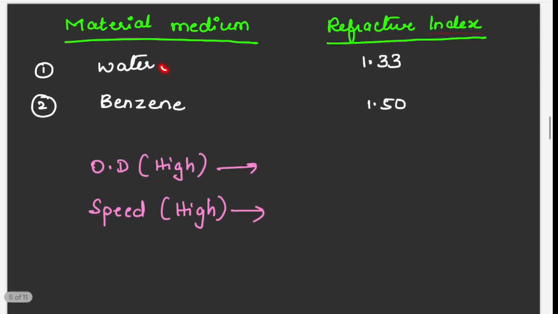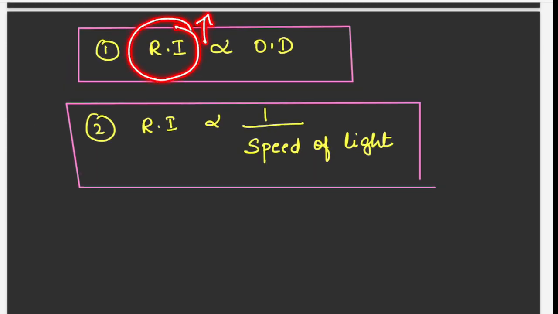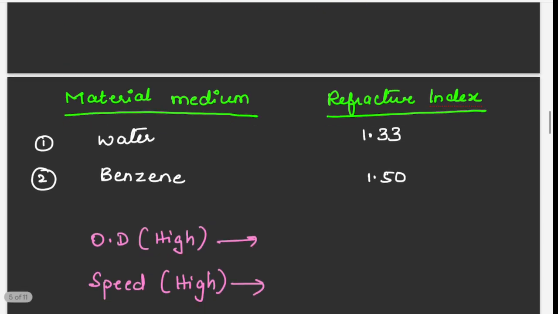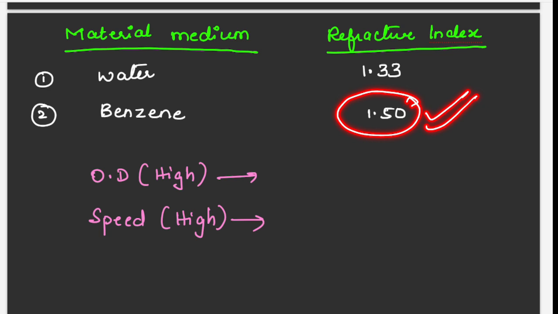Here we have taken two different mediums, water and benzene. For water, the refractive index is given as 1.33. For benzene, the refractive index is given as 1.50. The first question is, find where the optical density will be high. The second question is, find where the speed of light will be high. To find where optical density will be high, see what we have written: if refractive index is greater, optical density also will be high. Which is bigger here, 1.50 or 1.33? The bigger value is 1.50. So the refractive index is more, therefore the optical density also will be more. So in benzene, the optical density will be high.